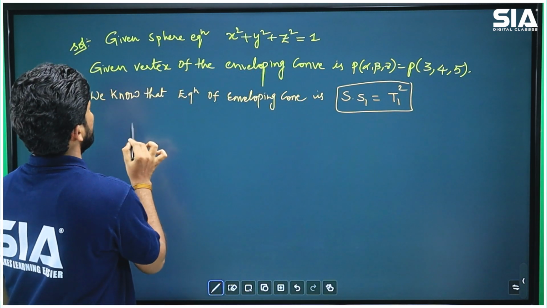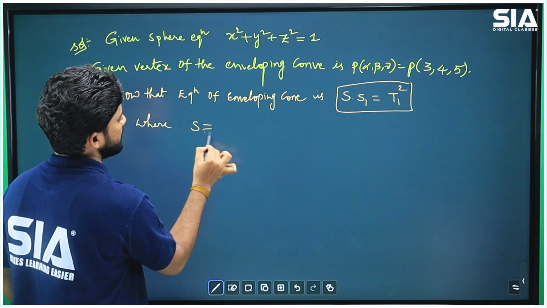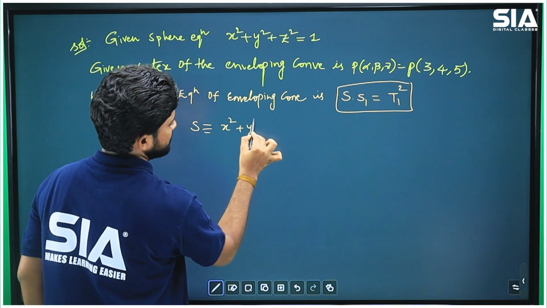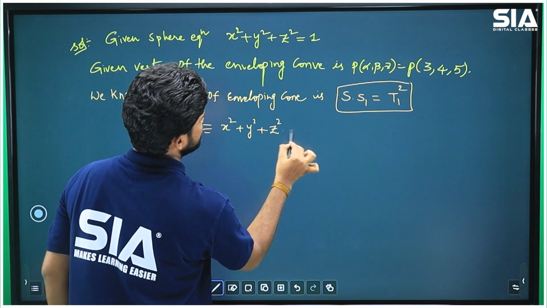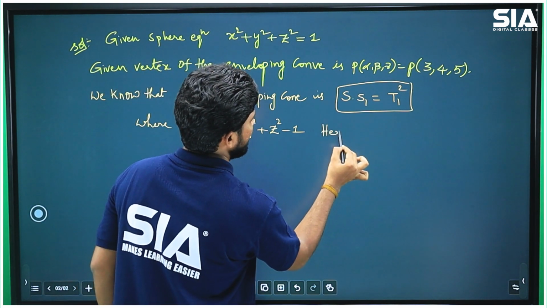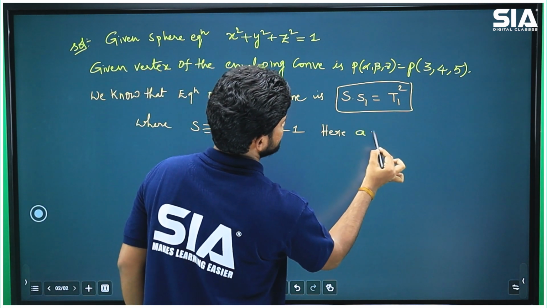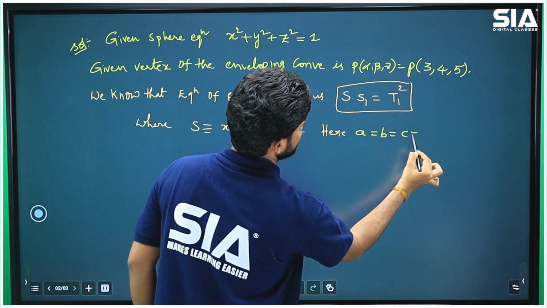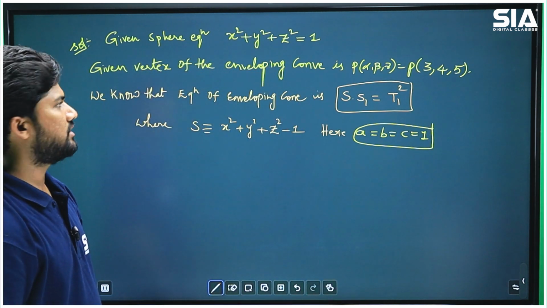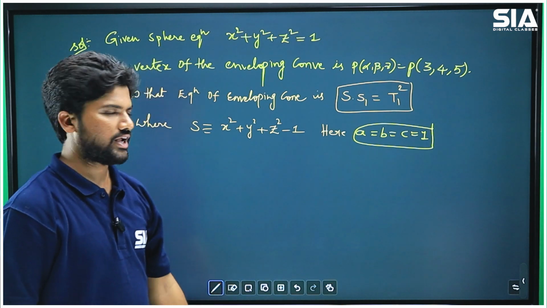Now what is S? S is the given sphere. What is the given sphere? x square plus y square plus z square minus 1. Here, what are the A, B, C values? Small a, small b, small c, all three values are equal to 1. Ax square plus by square plus cz square is equal to 1, so a, b, c are equal to 1 for us.